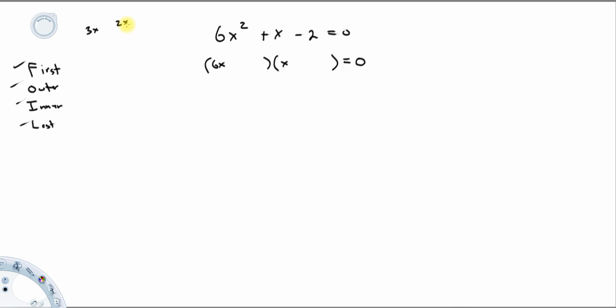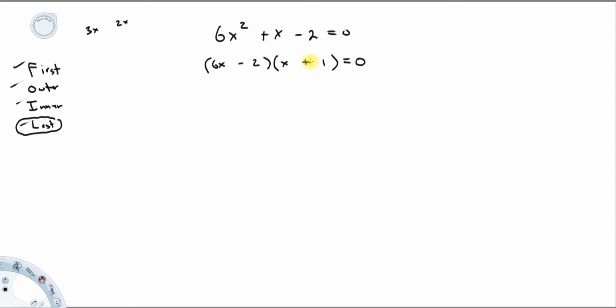Now, if you don't know which one, there's several ways that people do these. I usually just give it a try and see if it works. If it works, fine, you move on. If it doesn't, then you try something else. So I'm going to try the 6x and the x. Now you look at the last. Whatever these are, they have to give you -2. So possibilities are maybe 2 and 1. Now, one of them has to be negative, so I'm just going to take a guess and go like this.